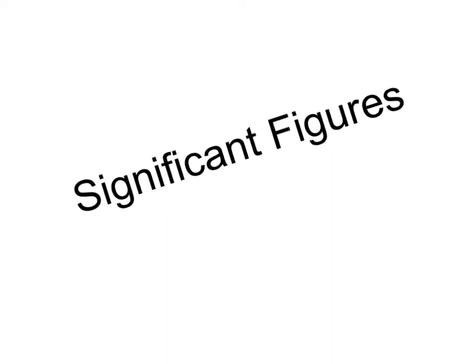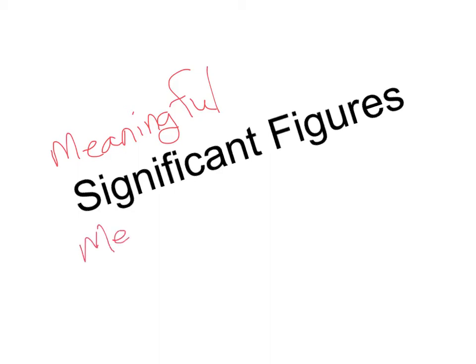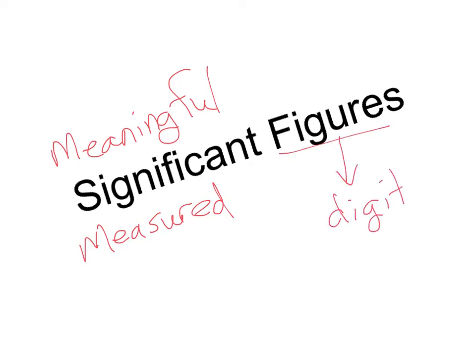Sig Fig is short for significant figures, and the word significant in this case actually means meaningful. If something's significant, it has meaning. It's not random, and it's meaningful. In this case, what's meaningful is that we've measured the number in question. So significant figures are numbers, or digits, if you will, that we've actually measured.